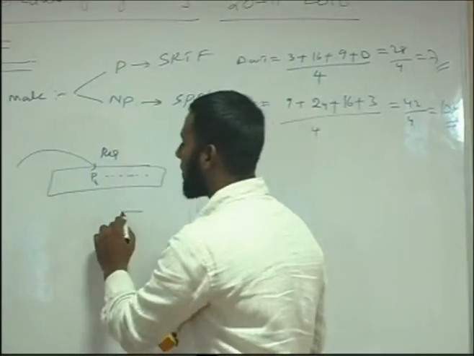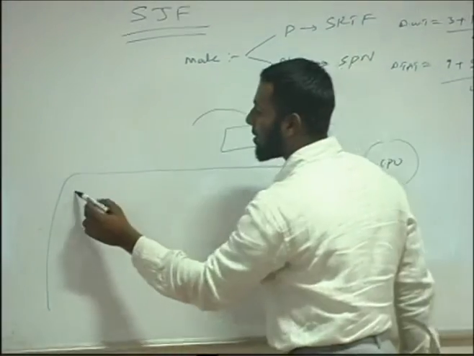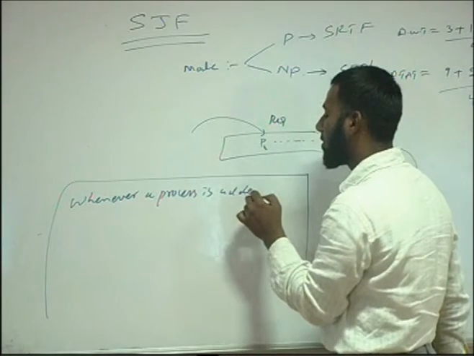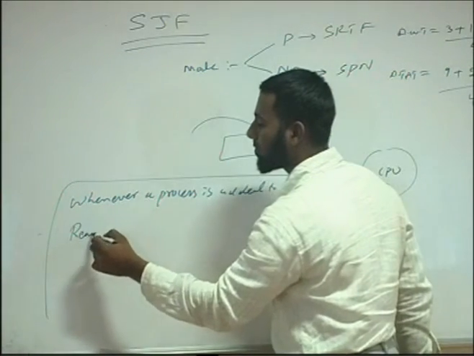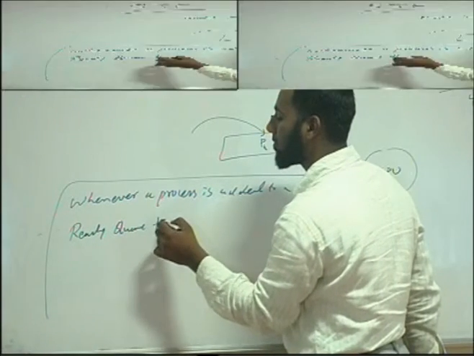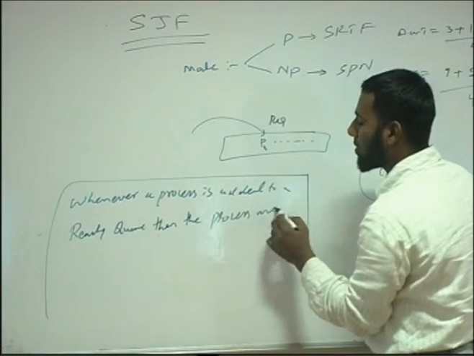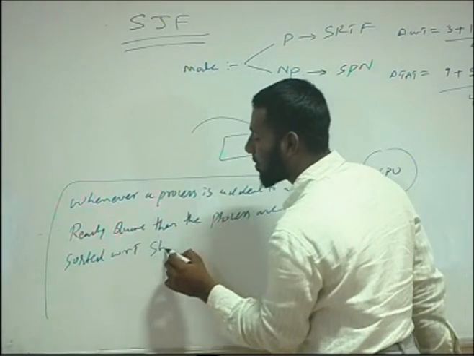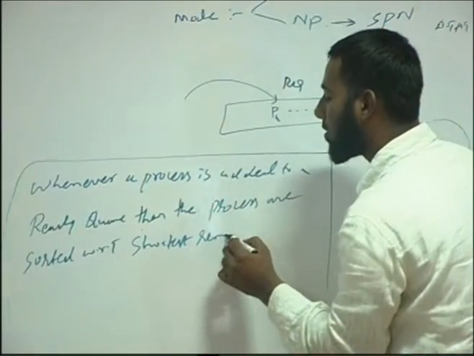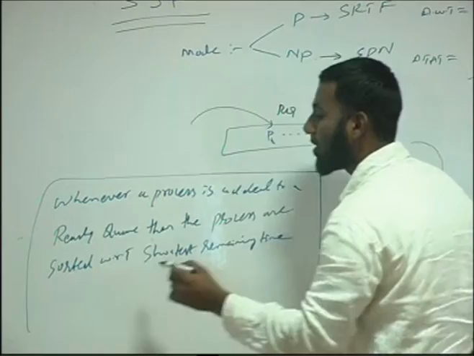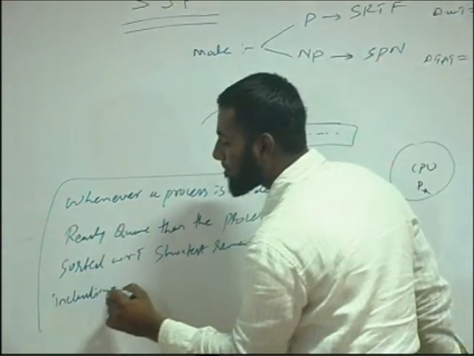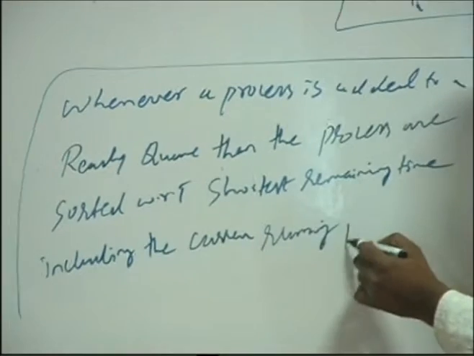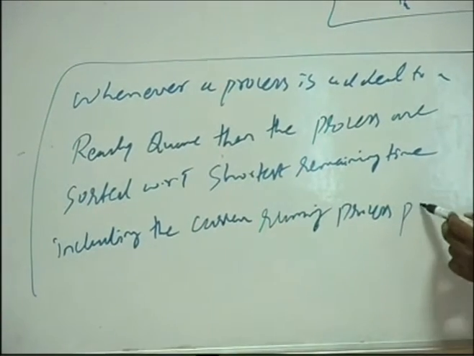So here we'll write the basic idea. The basic idea is, whenever a process is added to a ready queue, processes are sorted with respect to shortest remaining time, including the current running process, possibly preempting it.